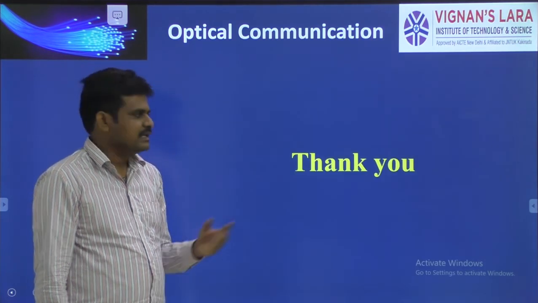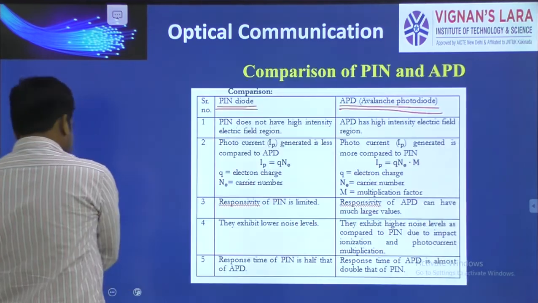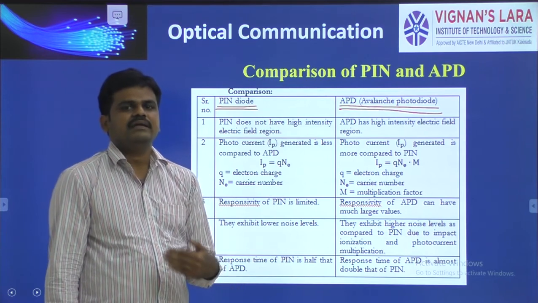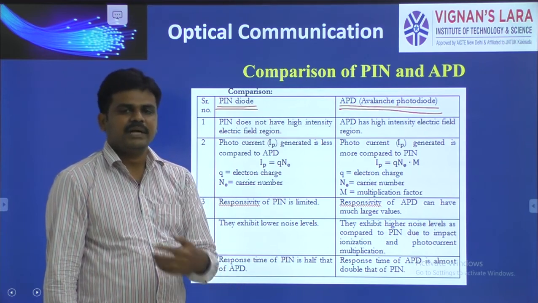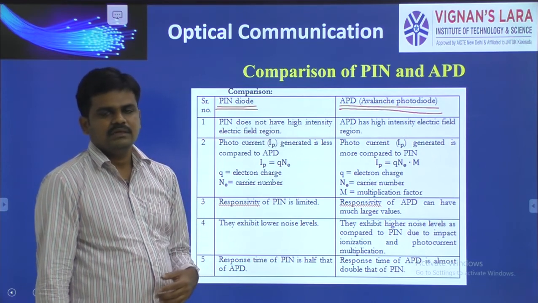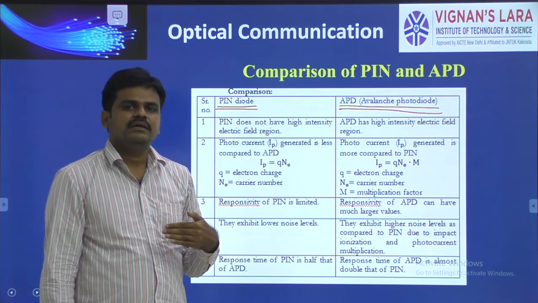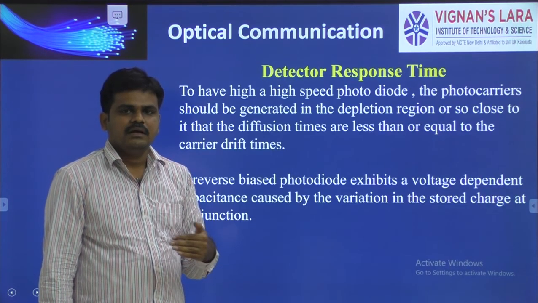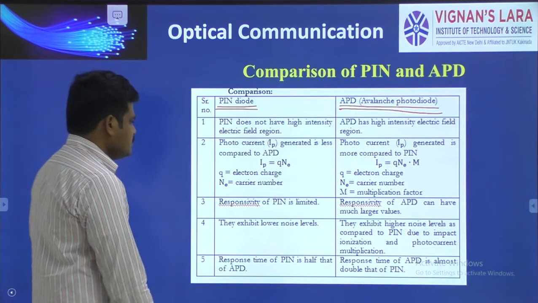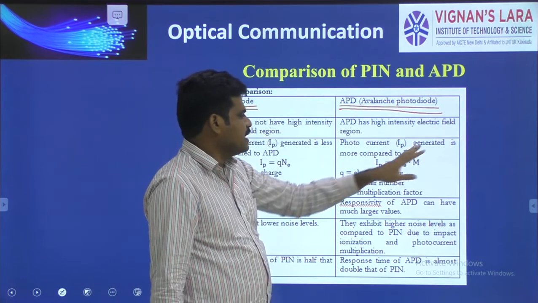What is the reason why it is not taking place? Because in the PIN diode, the applied reverse voltage is less compared to the APD, avalanche photodetector. Since the applied reverse voltage is less, there will be no multiplication of the electrons. You can see here, yes, the photocurrent generated is more compared to the PIN diode.